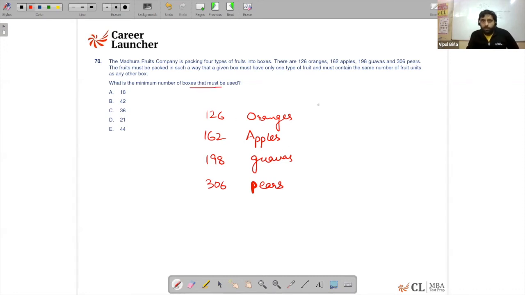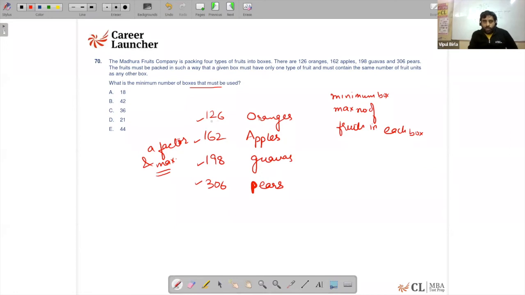So to have the minimum boxes, we will have the maximum number of fruit in each box. So it is a maximum factor of 126, 162, 198 and 306, and a maximum one, because then only will we have the minimum number of boxes.